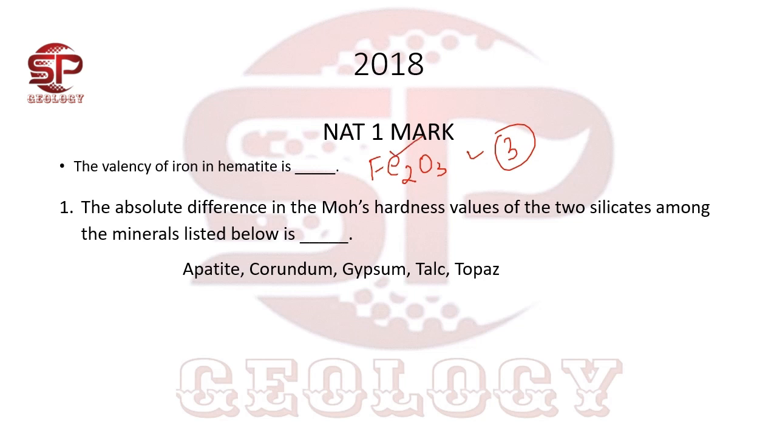The absolute difference in Mohs hardness value of the two silicates among the minerals listed below. Among these minerals, all belong to the Mohs scale of hardness, from which talc and topaz are silicates. Talc has a hardness of 1, topaz has a hardness of 8. So the difference between them is 8 minus 1, which is 7.